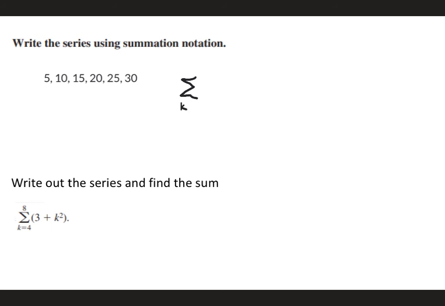So we say K equals, we're going to start with our first term, and we count how many terms there are. There's 1, 2, 3, 4, 5, and we'll go to the 6th term. So the bottom number is the starting place, and the top number is the ending place. And then we've got to figure out what the pattern is here. And this one's hopefully a pretty simple one.